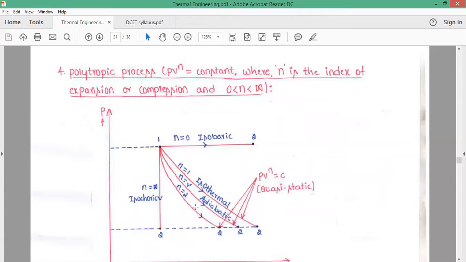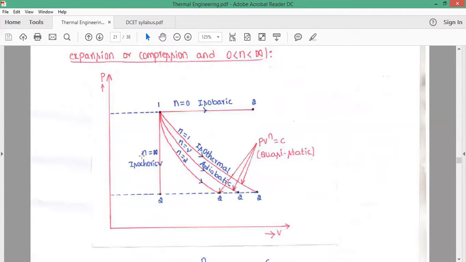Now, in this equation, PV raised to the power of n equals constant. If I put n equal to 0, then it represents a horizontal line, that is an isobaric process. If I substitute n equal to infinity, then it gives the vertical line, that represents a constant volume process. And if I substitute n equal to 1, then PV equals constant. It is an equation of state for an isothermal process.